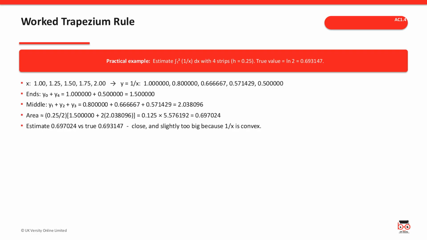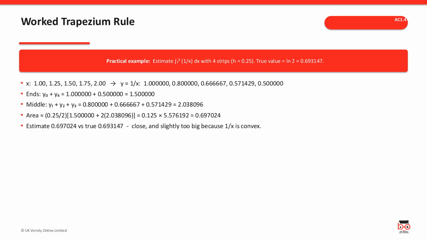Let's estimate the integral of 1 over x from 1 to 2 using 4 strips, so h is 0.25, and the true answer is the natural log of 2, about 0.693147. Our x values 1, 1.25, 1.5, 1.75, and 2 give heights of 1, 0.8, 0.571429, and 0.5. The two ends add to 1.5, and the three middle heights sum to about 2.038096. So the area is 0.25 over 2 times 1.5 plus twice 2.38096.